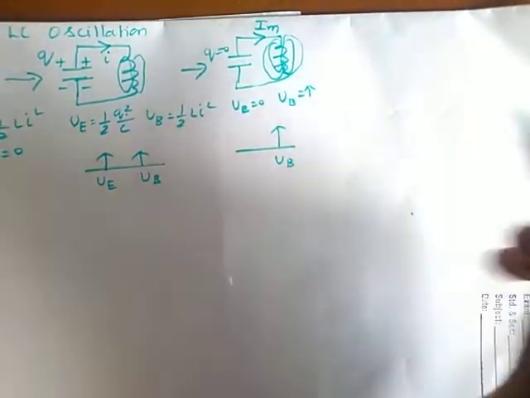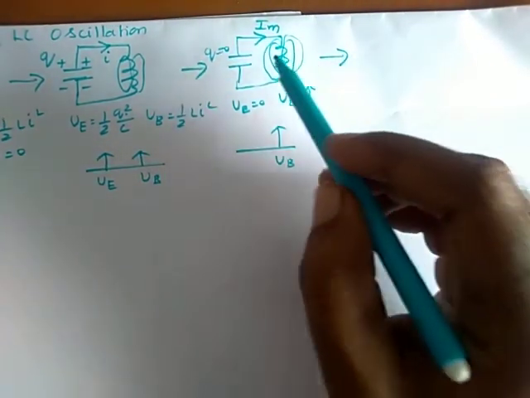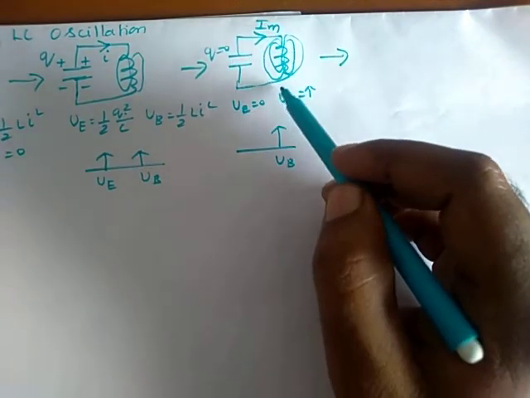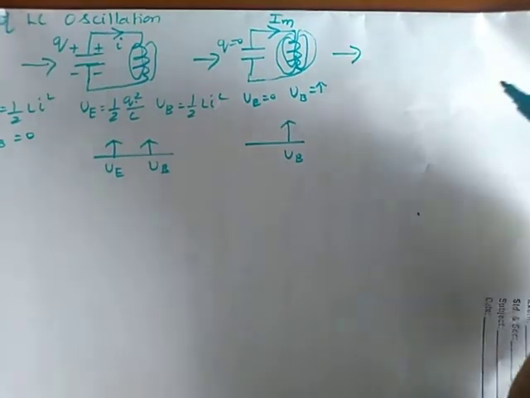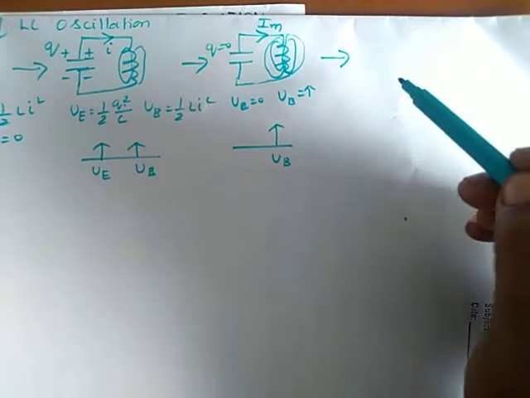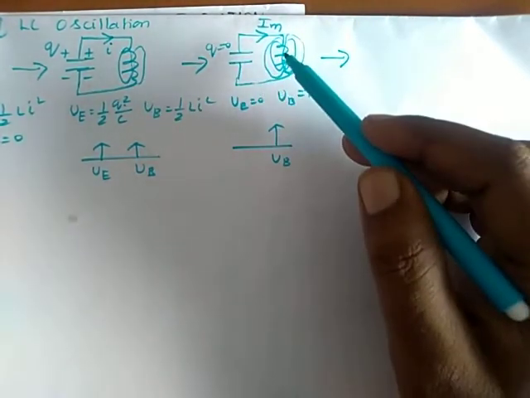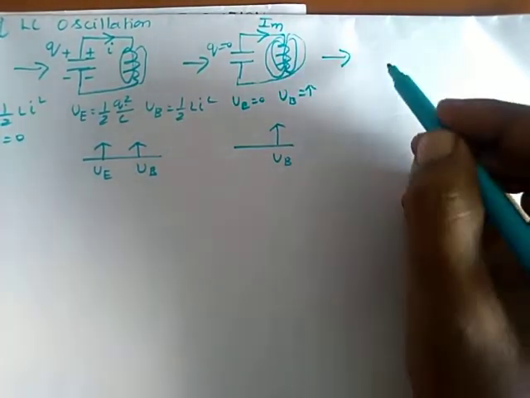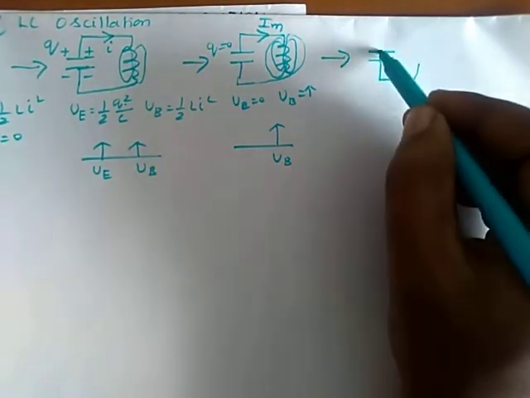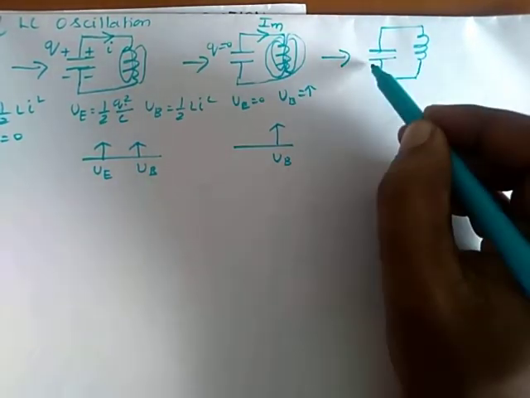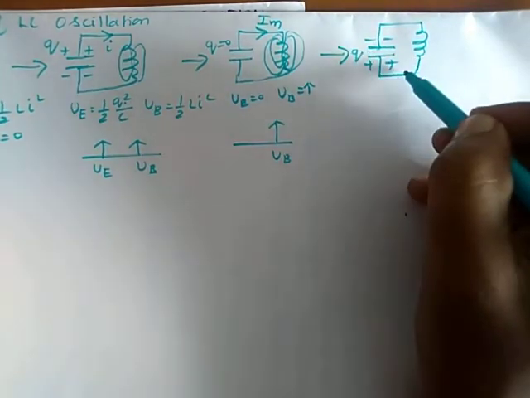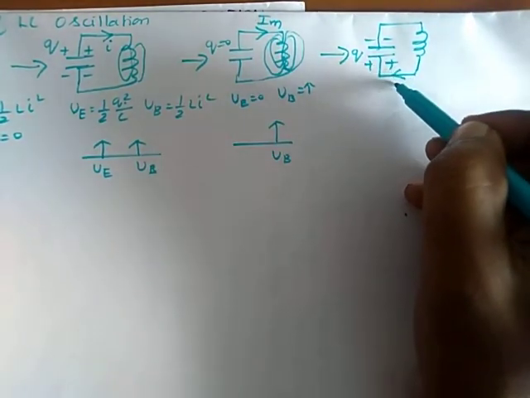At the next instant, here the current is decreasing. The inductor has the property of inductance. It will not stop the current from flowing. It will flow the current in the same direction by the property of inductance. Due to that, the capacitor charges again, in the opposite direction. At that instant, the charge will be 0. The current will flow in this direction, that is I.